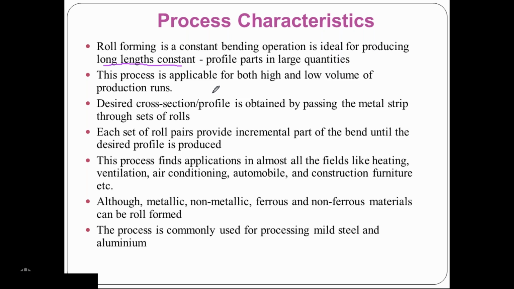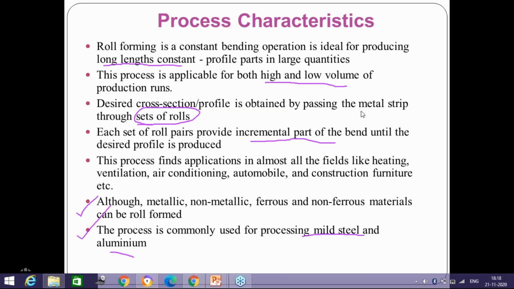So roll forming is used for long constant profile parts, and is applicable for low and high volume production also. The desired cross section is achieved using a set of rolls, as the name indicates, roll forming. Each set of rolls provides an incremental part of the bend until the desired profile is produced. We can see applications in heating, ventilation, air conditioning, and this process is suitable for all types of materials, ferrous metals, non-metals, non-ferrous materials, etc. And the process is commonly used for processing mild steel and aluminium. So basically, these are the process characteristics of the roll forming process.